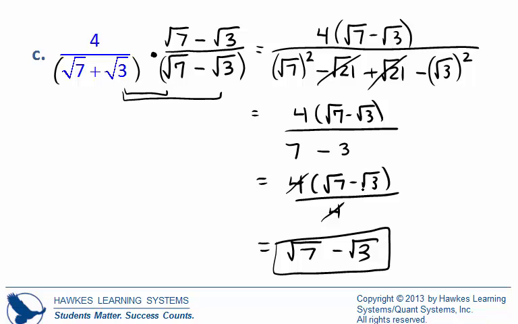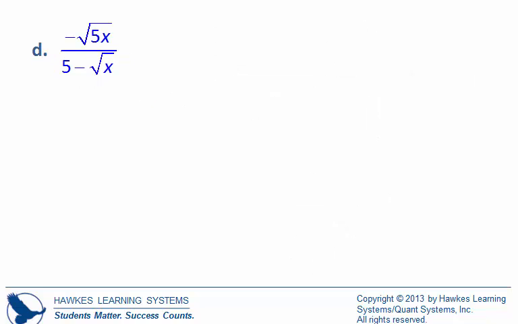And the last part of this problem, we have a similar dilemma with the square root of x in the denominator. Again, we're going to multiply top and bottom by the conjugate, which means that we're going to leave every term the same, but instead of the subtraction that we have here, we're going to put an addition.